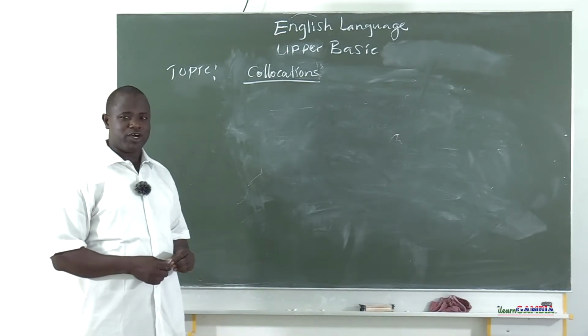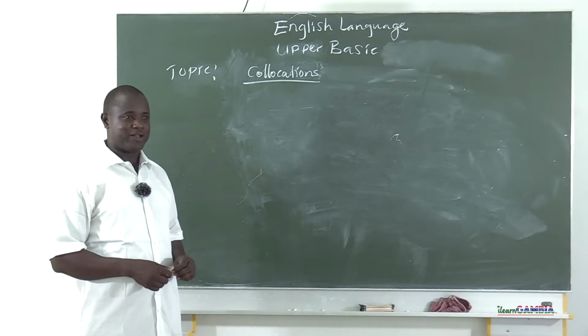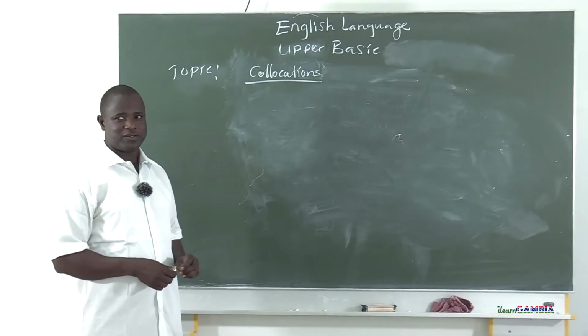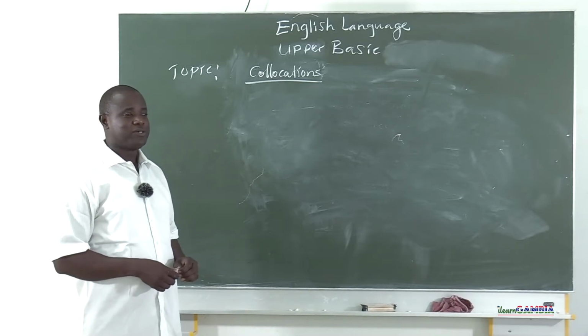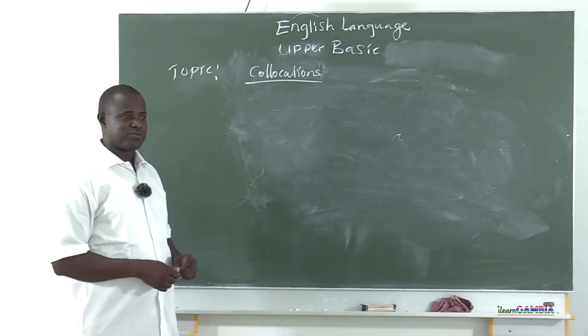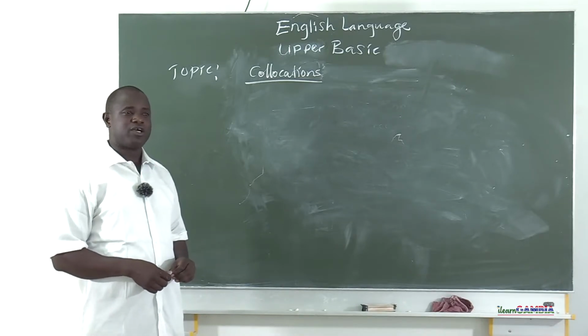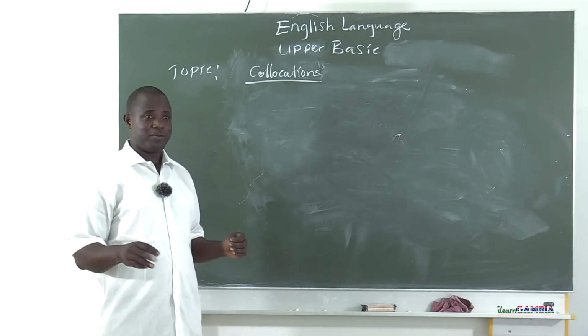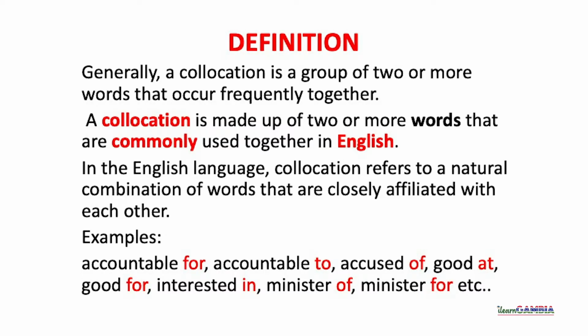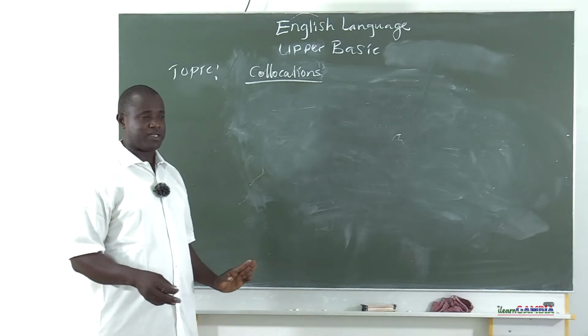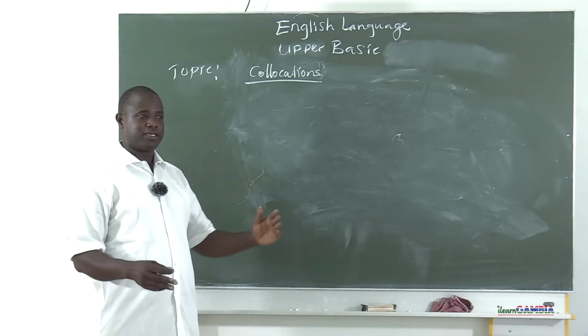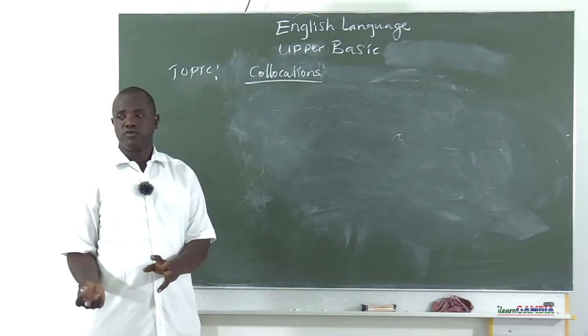Today again we're going to discuss a very important lesson that would help you write good English and also help you speak good English. What is that topic? We call it collocations. What do we mean by collocations? These are words that frequently go together. They could be a noun and a preposition, a noun and a verb, a verb and a preposition, etc. These words frequently go together. When you use one, you must use the other.